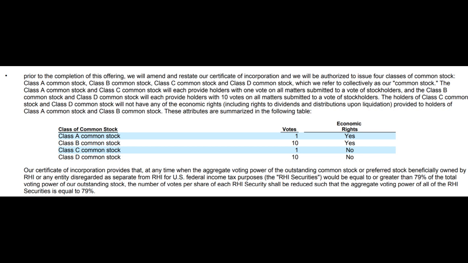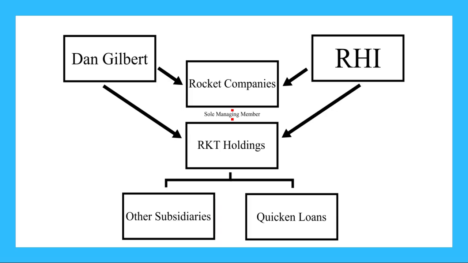Now the main difference between the Class A and D shares are the voting rights and the economic rights. Class A shares do have economic rights, meaning they represent a financial ownership in the company and they are eligible for dividends, but they only give the owner 1 vote per share. Class D shares, on the other hand, have no economic rights, but they give the owner 10 votes per share. So then what happened is the Class D shares were divided between RHI and Dan Gilbert in the same percent that the holding units were.